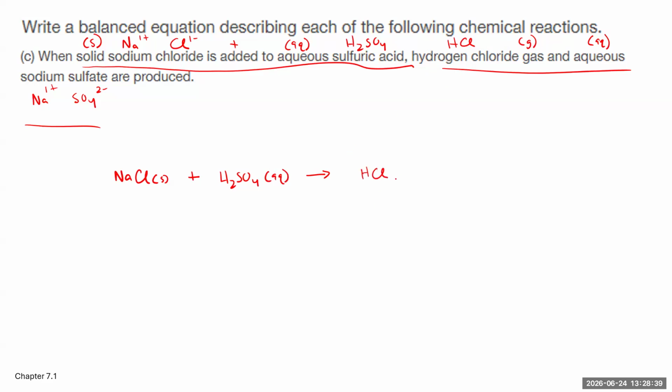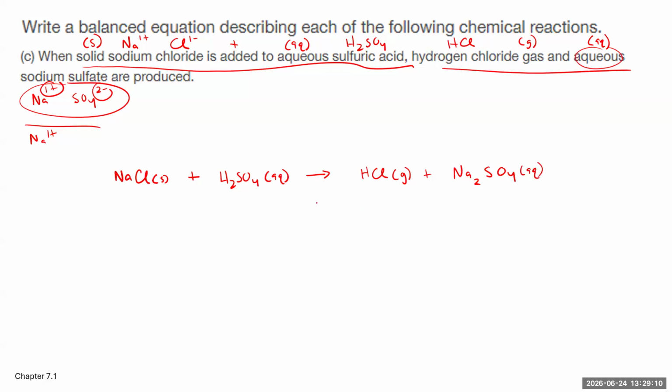Hydrogen chloride gas and aqueous sodium sulfate are produced. How many do we need of each of these? 1 plus, 2 minus. We need another Na 1 plus. So it becomes Na2SO4, and it says aqueous. So that has to be aqueous.